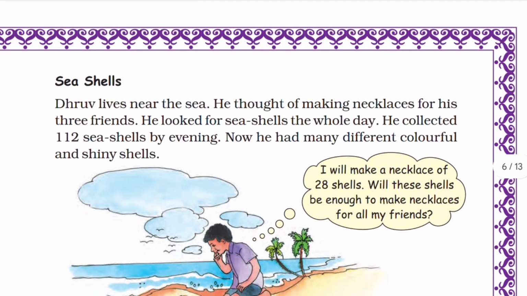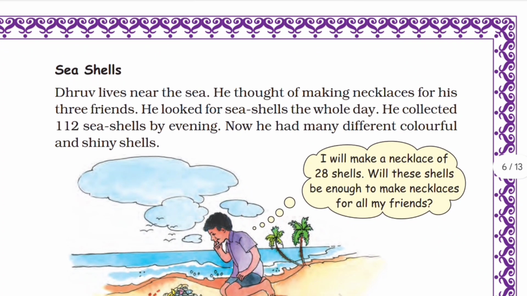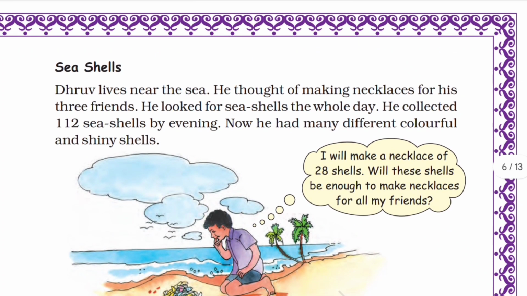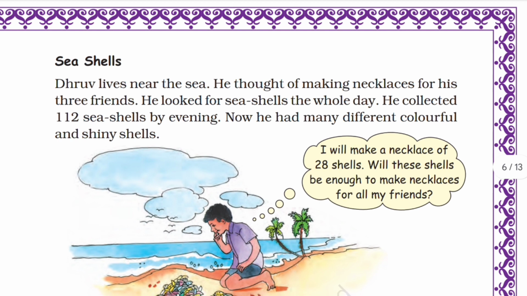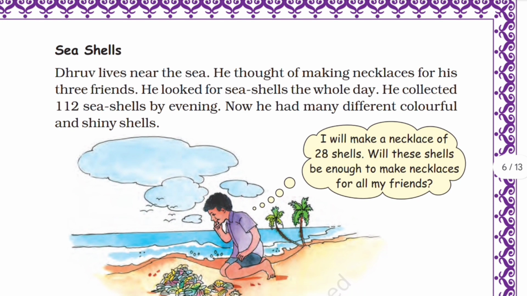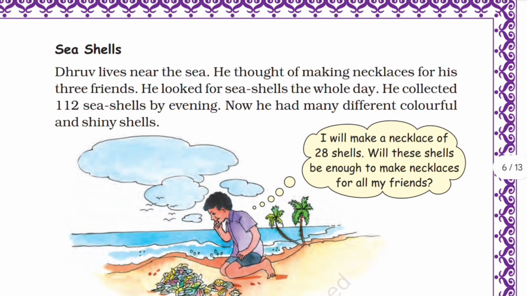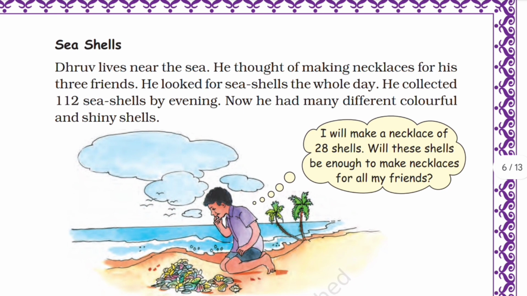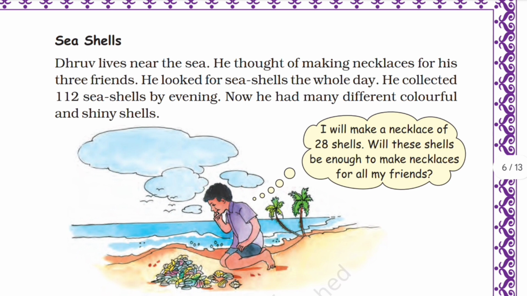Dhruv lives near the sea. He thought of making necklaces for his 3 friends. He looked for sea shells. The whole day he collected 112 sea shells by evening.